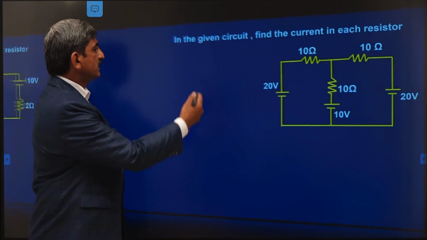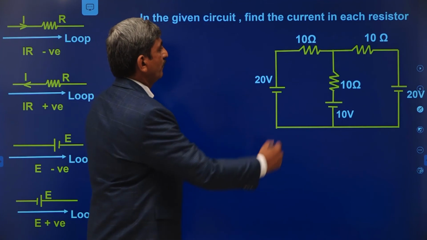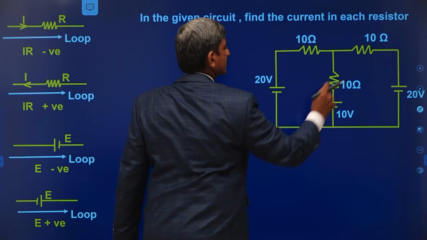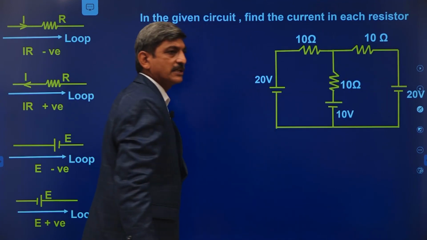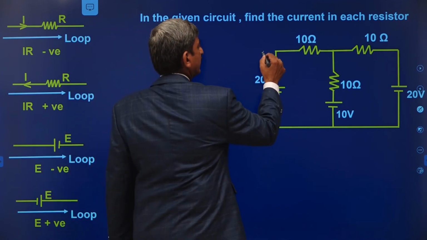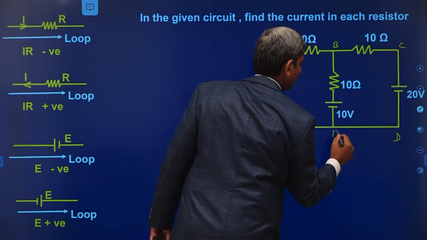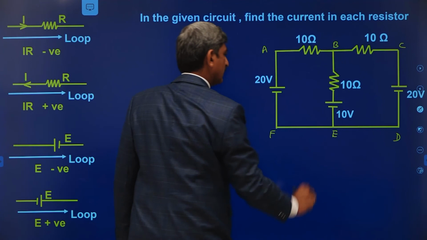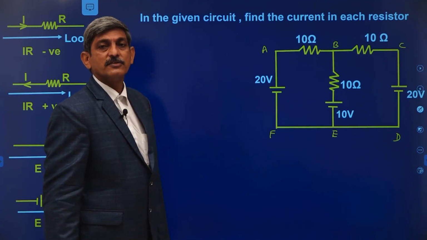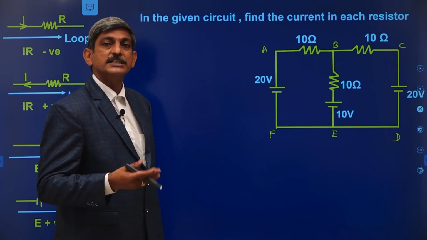Now come to the next problem. In the given circuit, find the current in each resistor. Here there are 1, 2, 3 resistors and 1, 2, 3 cells. In the first step, let us mark the points A, B, C, D, E, F at the different parts of the circuit. After that, let us assume the currents in the various branches. You know that we can assume the currents in any direction, it is our choice.